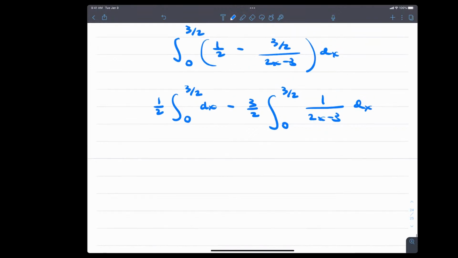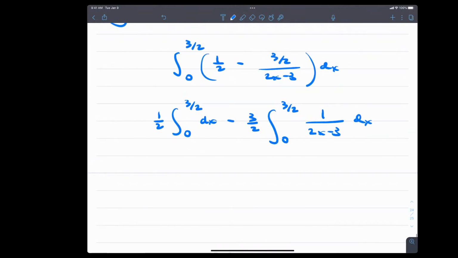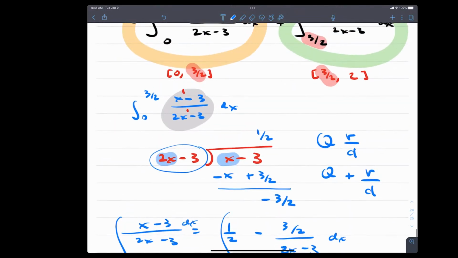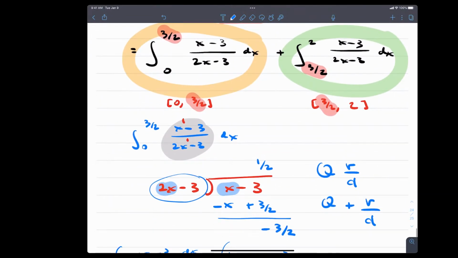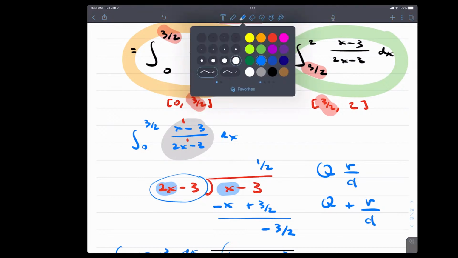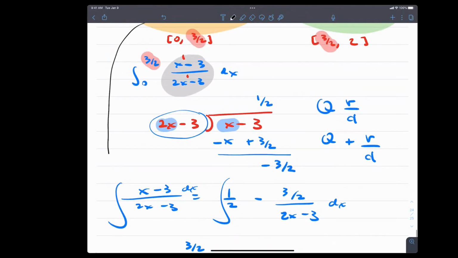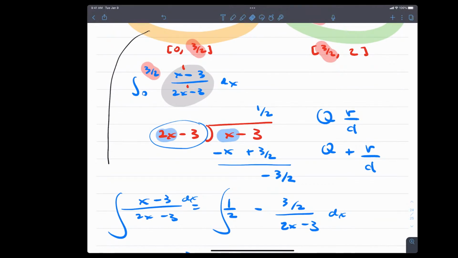So let me double check. Did I make a mistake? No, I'm good. 3/2, right? However, here's what we didn't do. You guys know what we didn't do? This is kind of bad. Let's go back a bit. This is bad. We got too excited. Yeah, we didn't write it. We didn't use the definition.